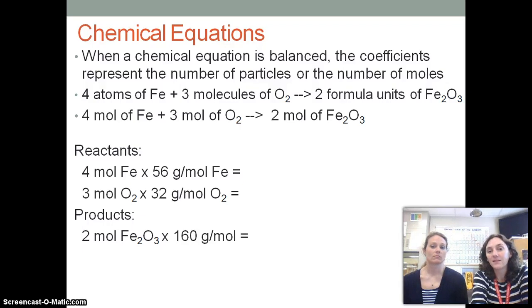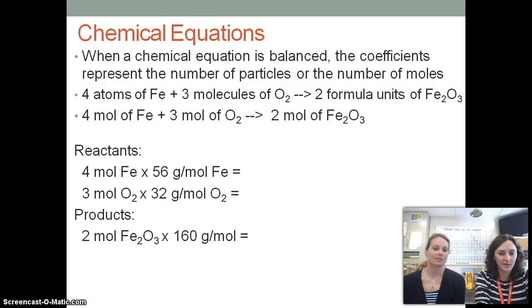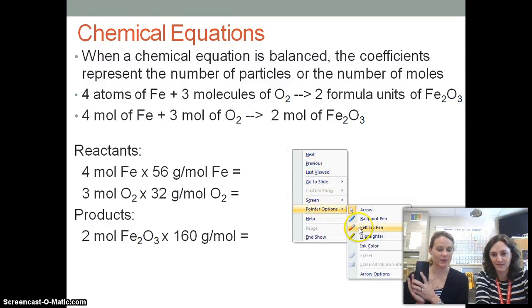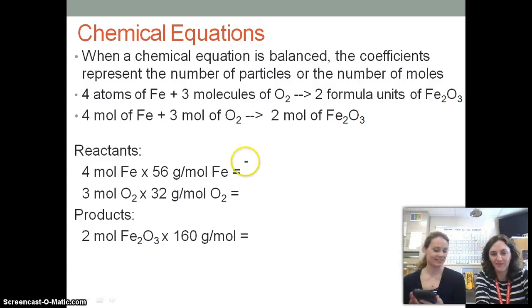So based on the law of conservation of mass, you should have the same amount of products as you do reactants. So our reactants, we have 4 moles of Fe. We know that the molar mass of Fe is going to be 56 grams per mole because it's 55.8 or something like that. So 4 moles times 56, what is that? I have to get my calculator, I don't know. 224, you did it in the notes. I know. I'm nice.